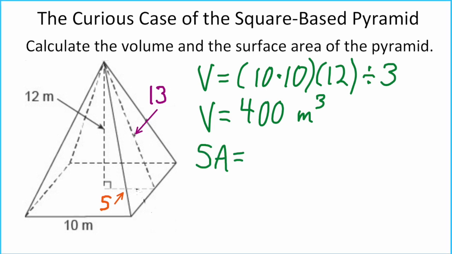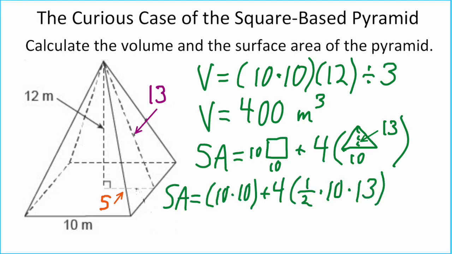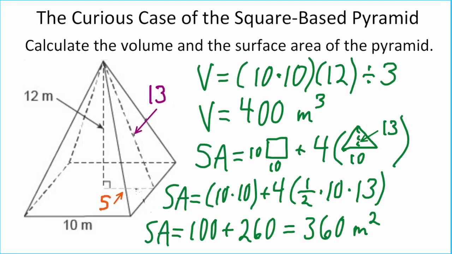Now for our surface area, remember, we want to show a diagram of all the faces we have. So we have a 10 by 10 square on the bottom, and then we have 4 triangles that have a base of 10 and a height of 13. And we go ahead and write our formulas: 10 times 10 for the square, and then 1/2 times 10 times 13 for the triangle. Simplify these down, and our final answer is 360 square meters.